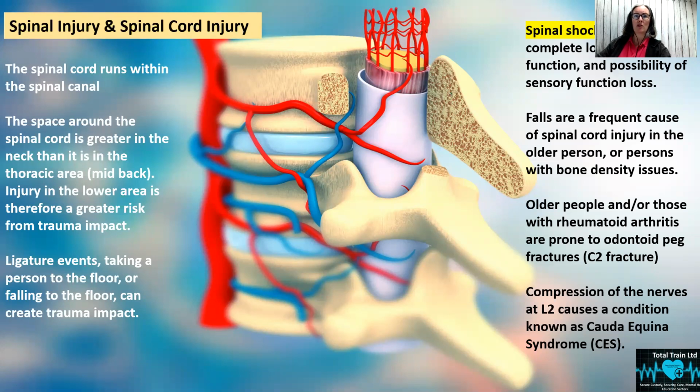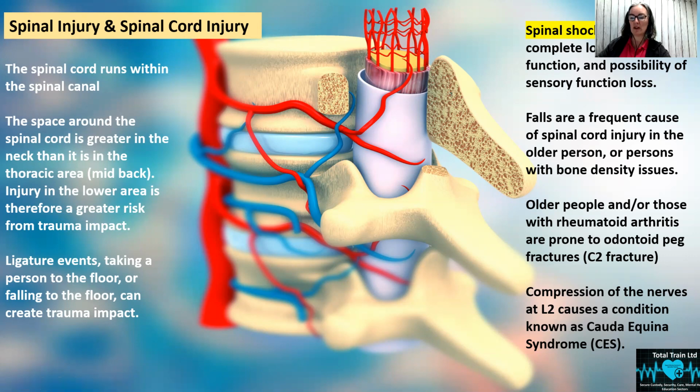Now, the spinal cord runs within the spinal canal, and the space around the spinal cord is greater in the neck than it is in the thoracic area, which is the mid-back. Injury in the lower area is therefore a greater risk from trauma impact. Ligature events, or taking a person to the floor, or the person falling to the floor, can create trauma impact. So this is why we need to be careful when we're handling the person during the cut down. Spinal shock is a state of complete loss of motor function, and there's a possibility of sensory function loss. And this can be caused through the likes of falls.